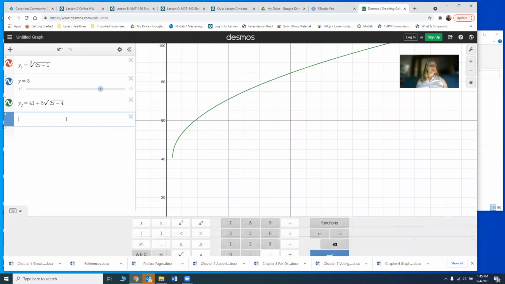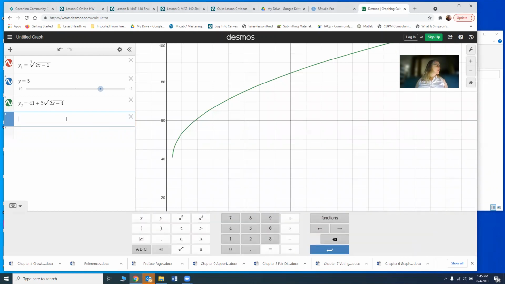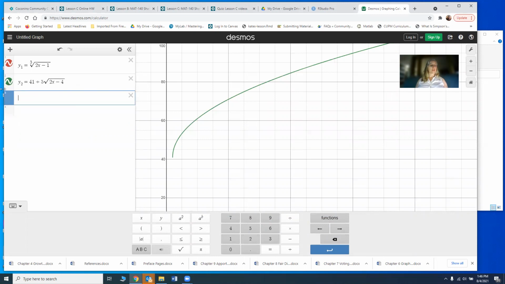Now, the other one I need is y equal to 11, because I'm going to have this one is 41 plus 5 times the square root of 2x minus 4 is equal to 11. So I'm going to have y equals 11 as the other graph. I'm going to get rid of this y equals 5, because it's causing a little bit of issue with that. I'm going to try this again, do y equals 11.